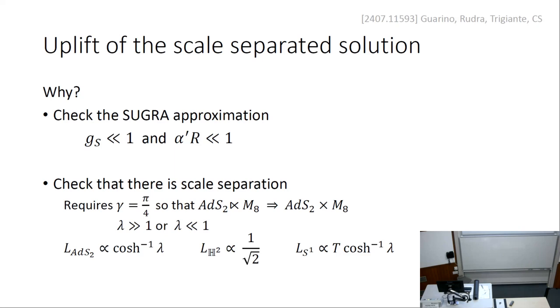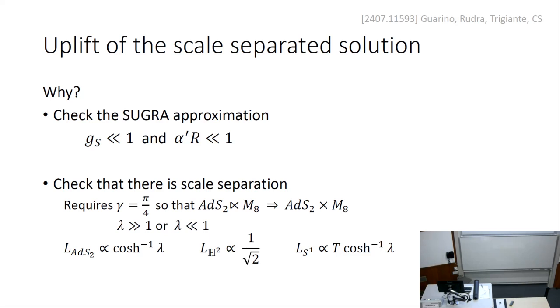You get AdS2 goes as 1 over cosh, but you get H2 is constant, and the volume of the S5 is going as cosh to the 5. So these are the kinds of quantities that you get. So there is apparently some kind of reversed scale separation. This one is getting small, and this one is getting very big.